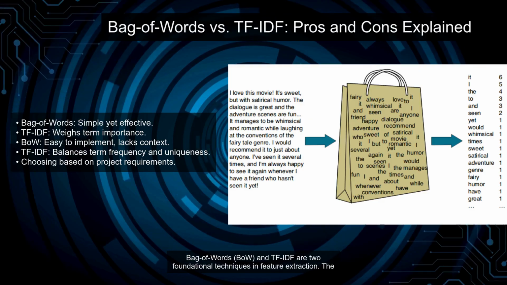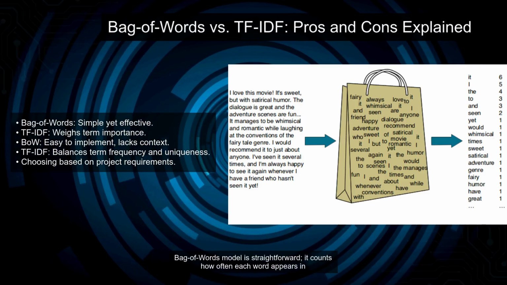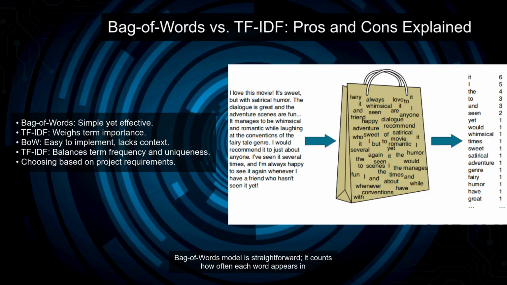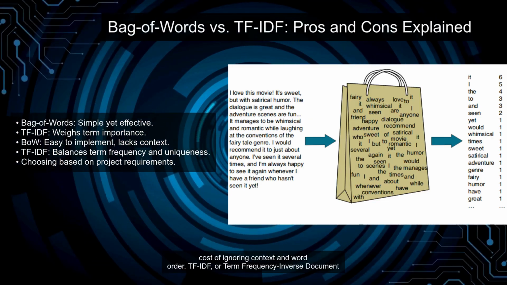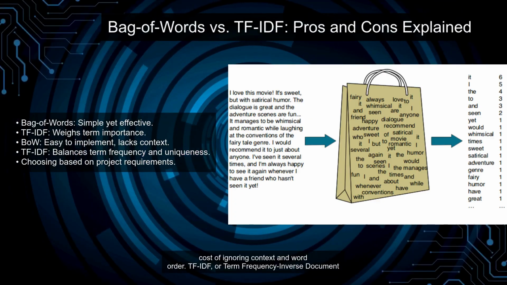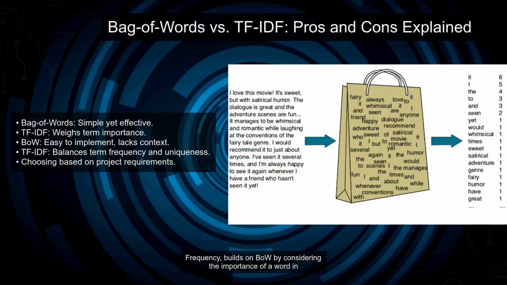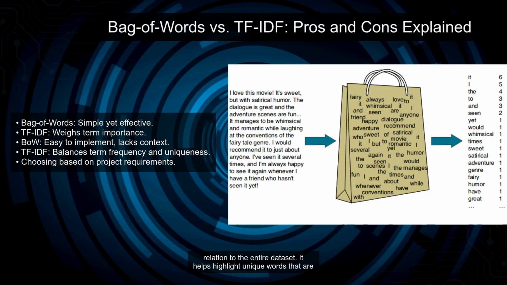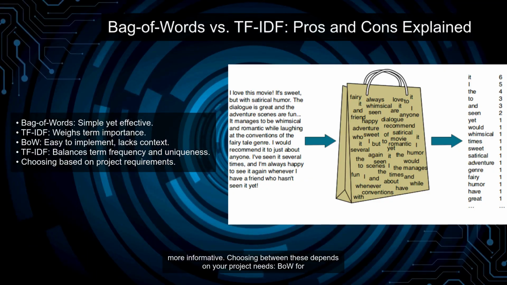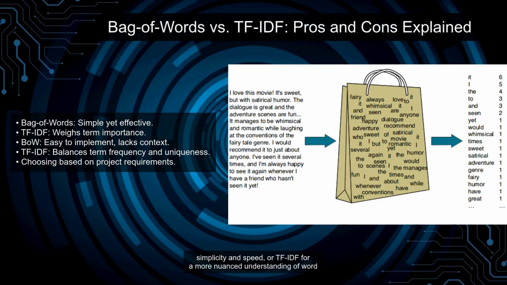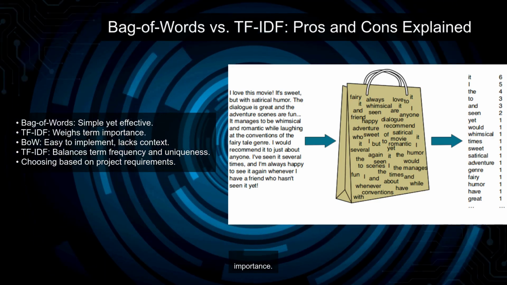Bag of words, BoW, and TF-IDF are two foundational techniques in feature extraction. The bag of words model is straightforward, it counts how often each word appears in a document. This simplicity makes it easy to implement but at the cost of ignoring context and word order. TF-IDF, or term frequency inverse document frequency, builds on BoW by considering the importance of a word in relation to the entire dataset. It helps highlight unique words that are more informative. Choosing between these depends on your project needs, BoW for simplicity and speed, or TF-IDF for a more nuanced understanding of word importance.